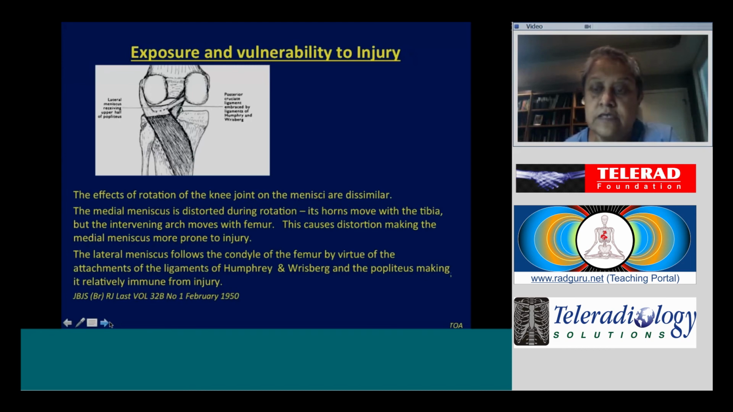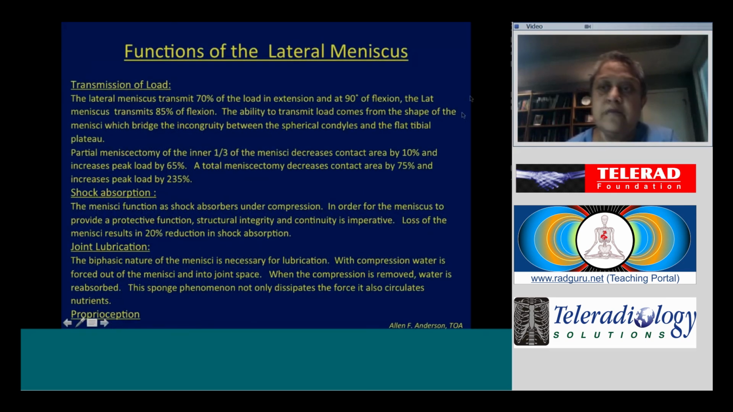Let us consider the functions. When we discussed the medial meniscus, we had gone over the functions, but let's reconsider it now. This transmission of the load, particular to the lateral meniscus, we're not going to be discussing the medial meniscus. 70% of the load in extension and at 90 degrees of flexion, the lateral meniscus transmits 85% of the load at flexion. The ability to transmit load comes from the shape of the menisci, which bridge the incongruity between the spherical femoral condyles and the flat tibial plateau.